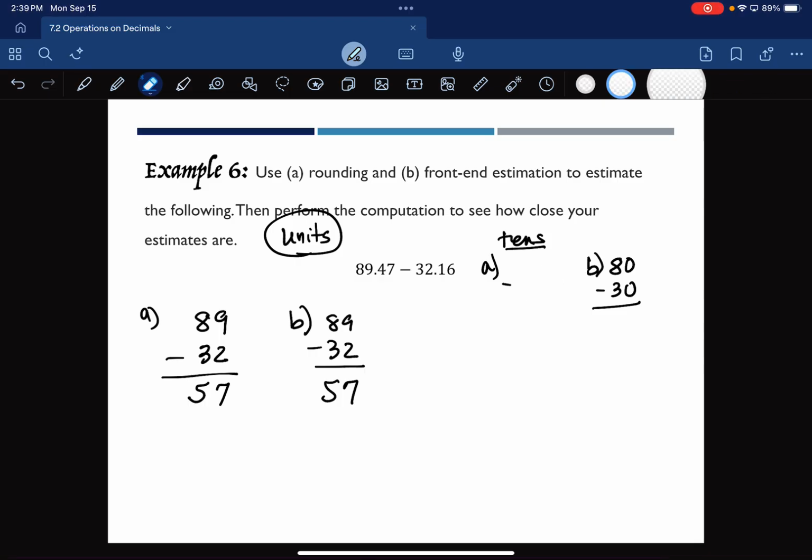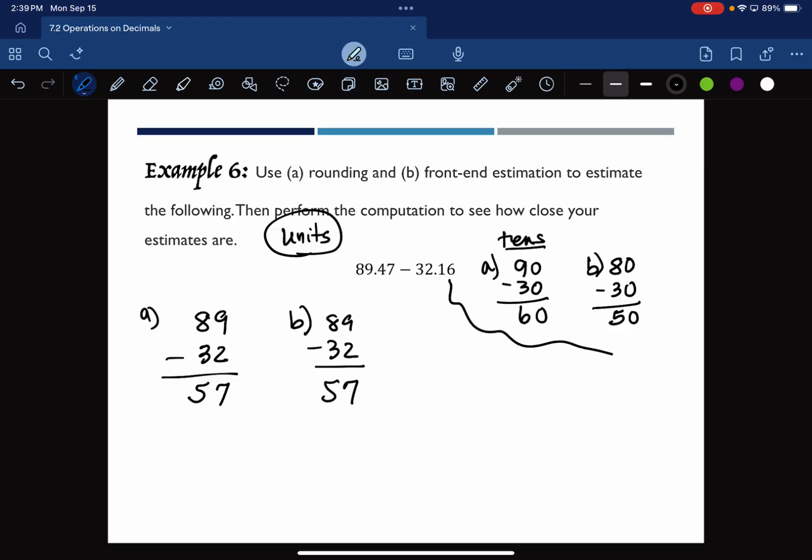Know what? Just do this. So when I subtract, this first one would have been 60, whereas the last one would have been 50. Okay, so front-end estimation has less accuracy in general, but sometimes it works out that it's pretty close, if not exactly the same. Depends on the unit you're working with and the numbers that you're given.